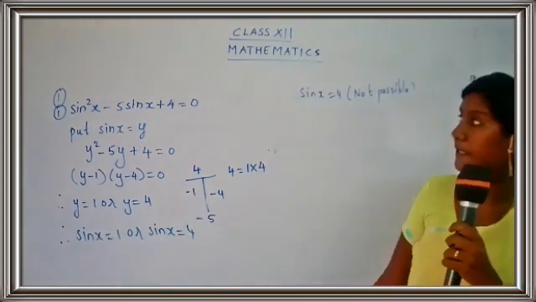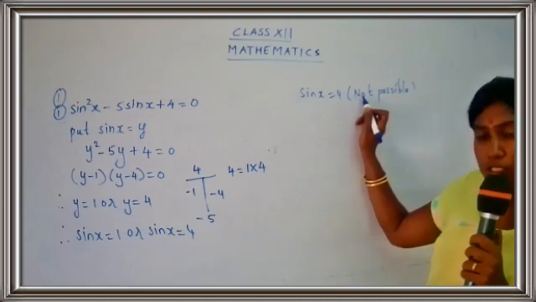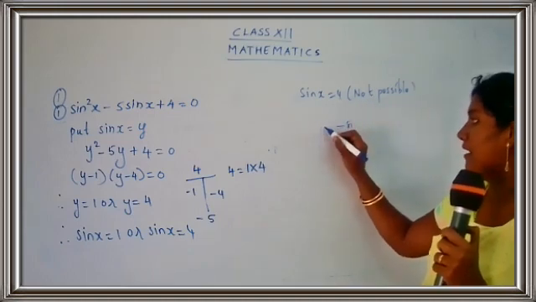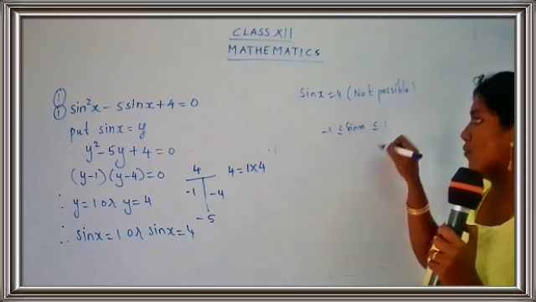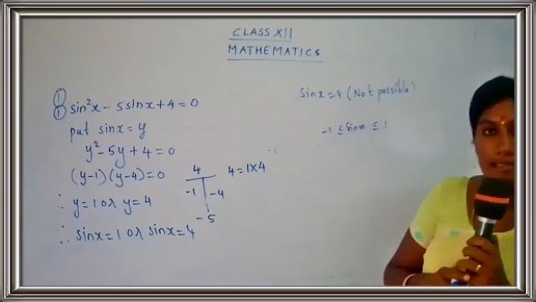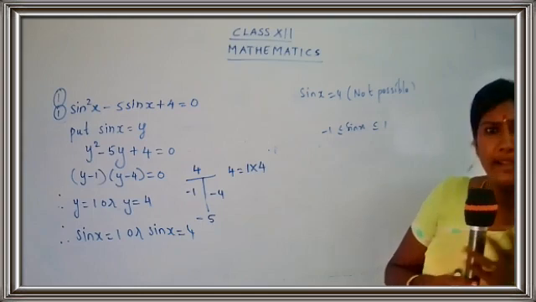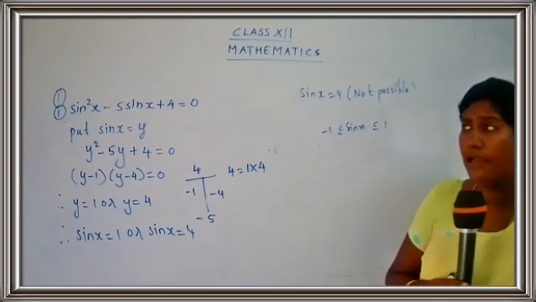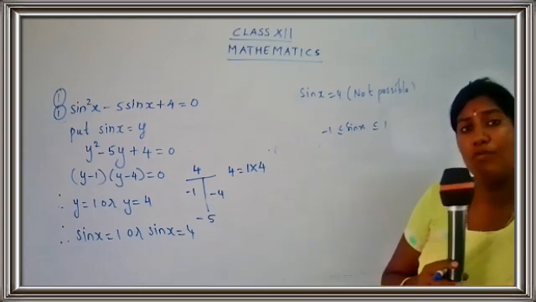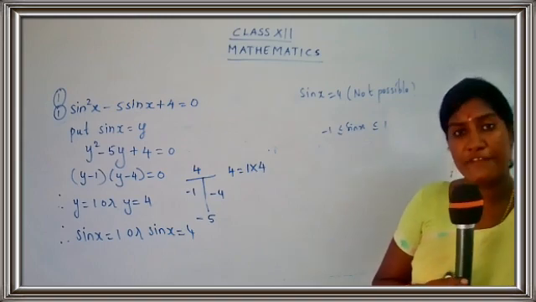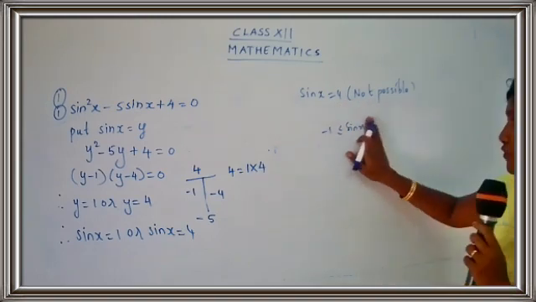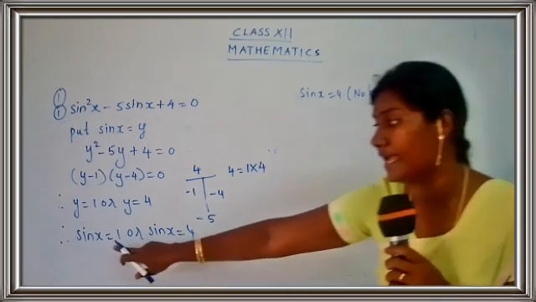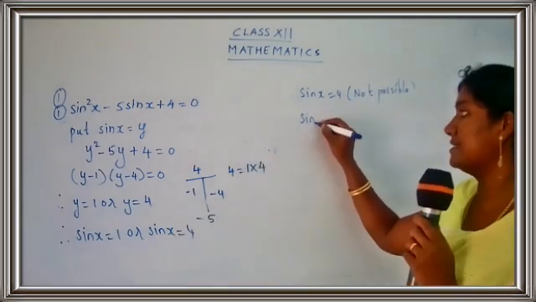Are you getting my point, children? Why am I saying that it is not possible? Because we have studied that sin x lies between minus 1 and 1. Yes, in our class 11 we have studied the domain and the range, and also we have studied that the sine function is going to lie between minus 1 and 1, and the cosine function is also going to lie between minus 1 and 1. So sin x is equal to 4 is not possible. So you are going to take the next one. You are going to say that sin x is equal to 1.